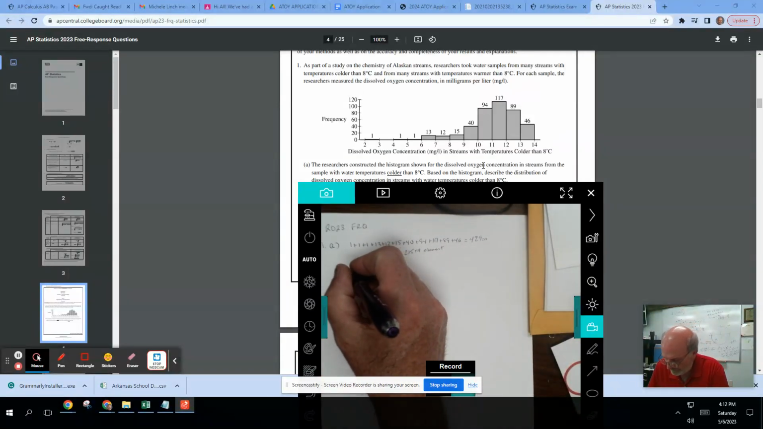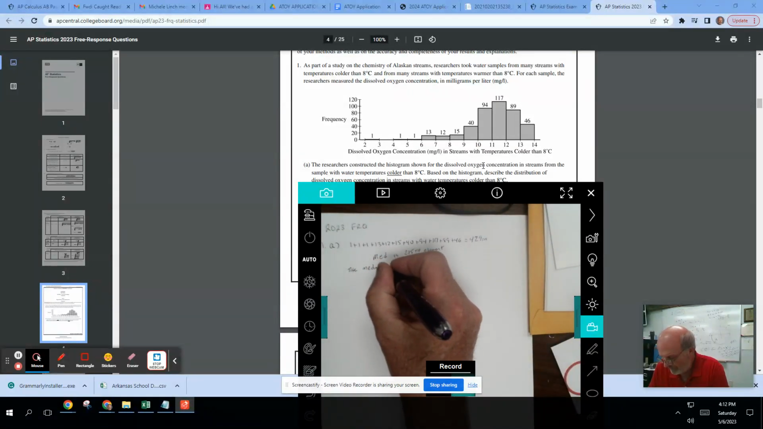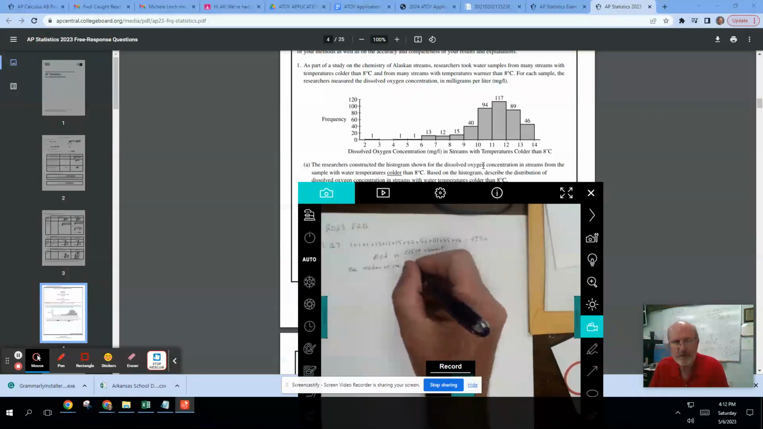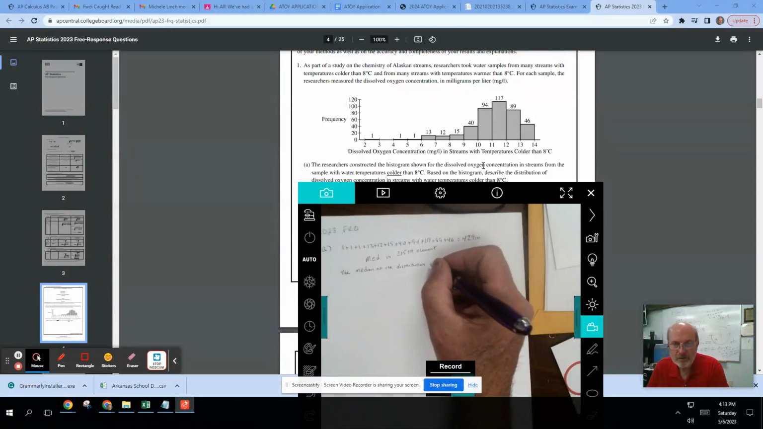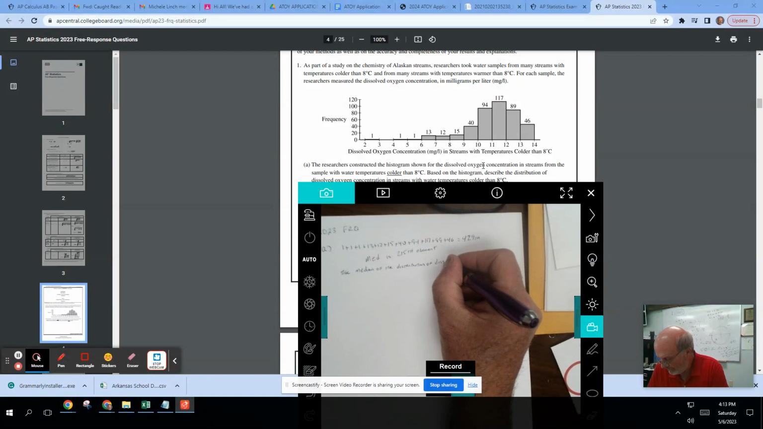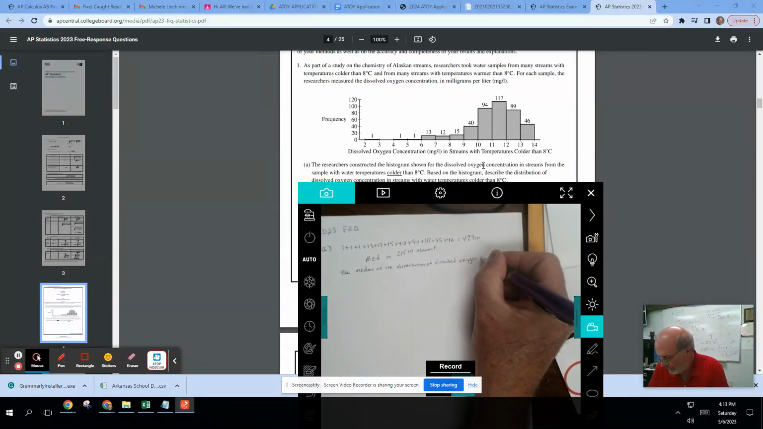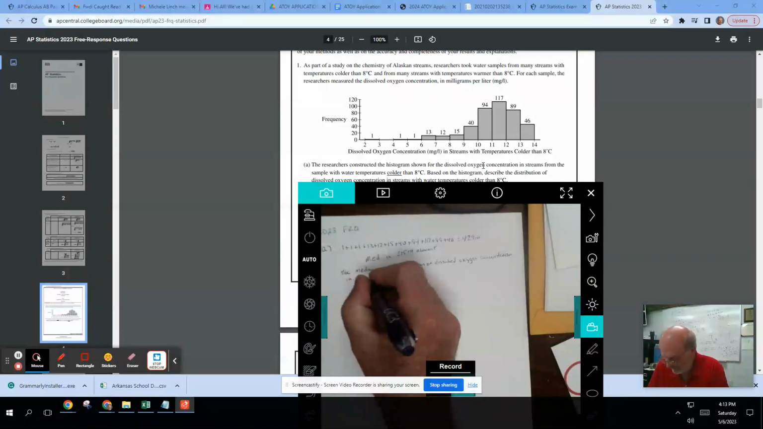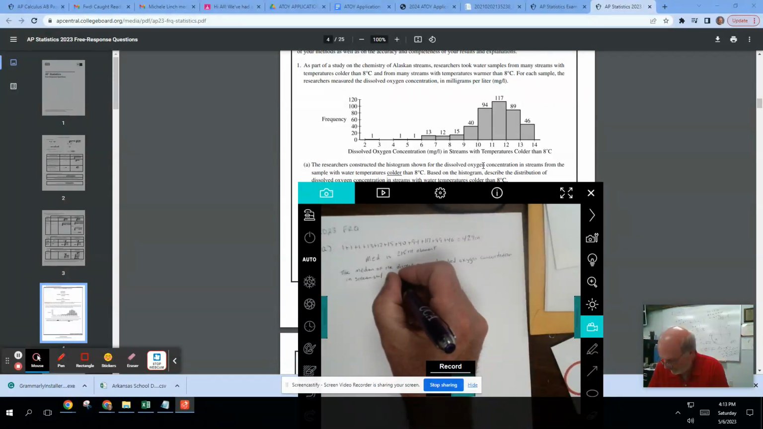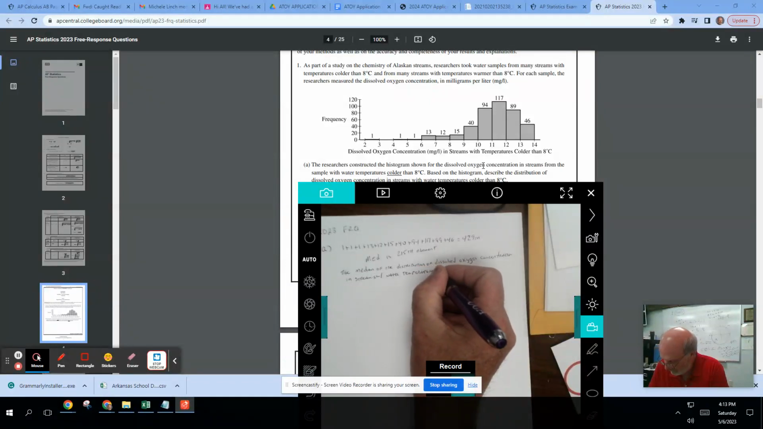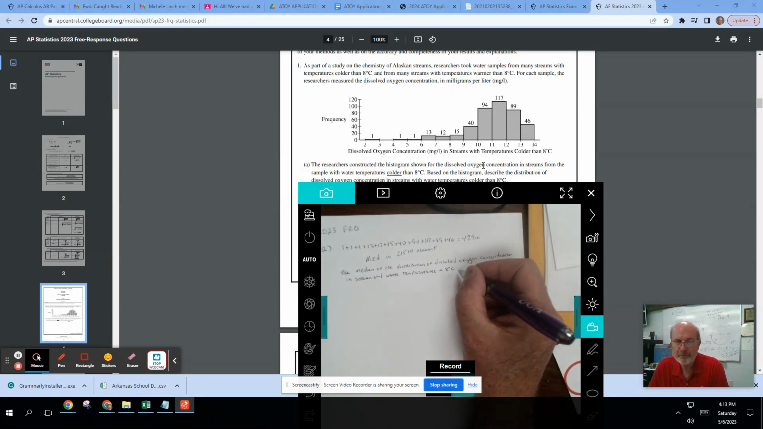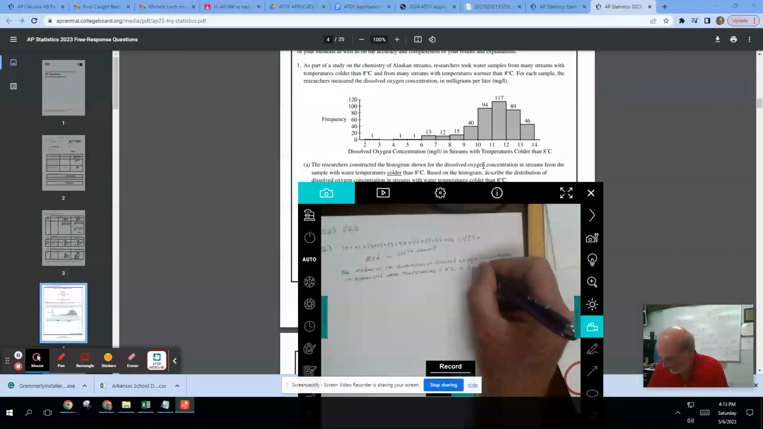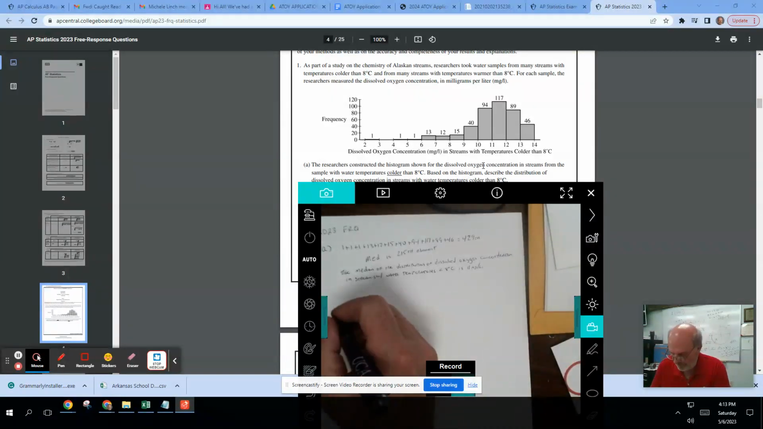So I'm going to say that the median of the distribution, I'm going to use context here, of dissolved oxygen concentration in streams with water temperatures colder, it's going to be less than 8 degrees Celsius, is 11, and this is going to be milligrams per liter. And that takes care of the center.